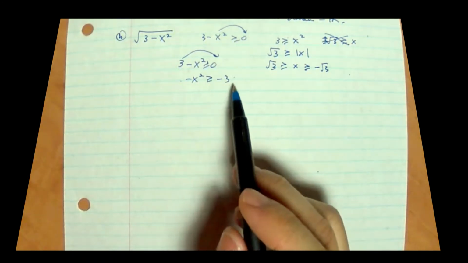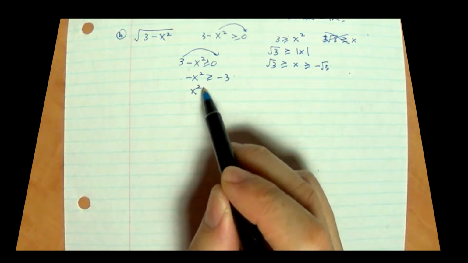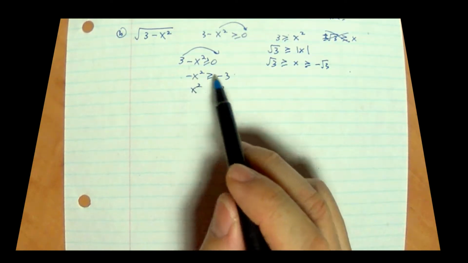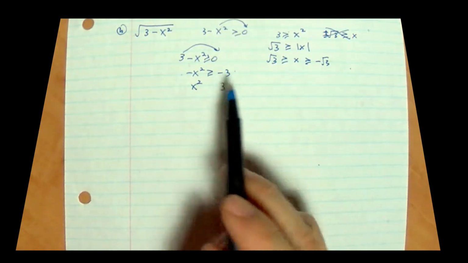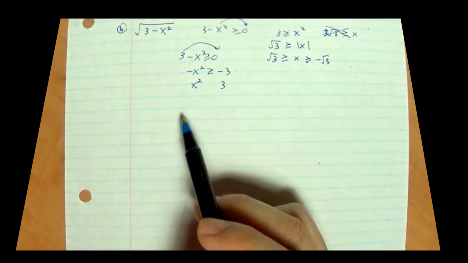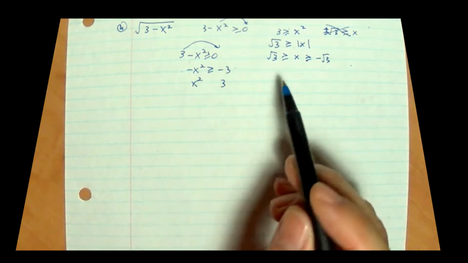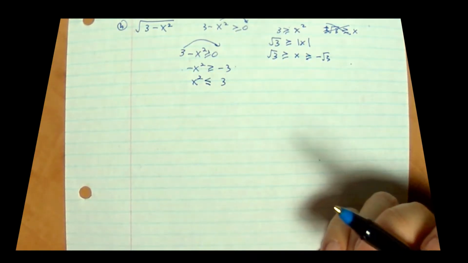Now, if you drop the negative sign, you cannot keep the inequality the same way as it is, because every time you multiply or divide both sides by a negative, like in this case I multiply both sides by negative 1 to get rid of the negative sign, you have to reverse the inequality.